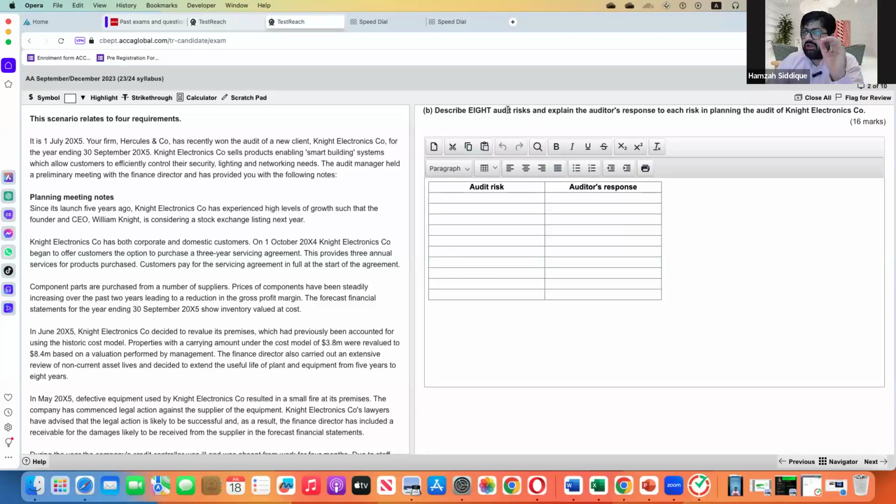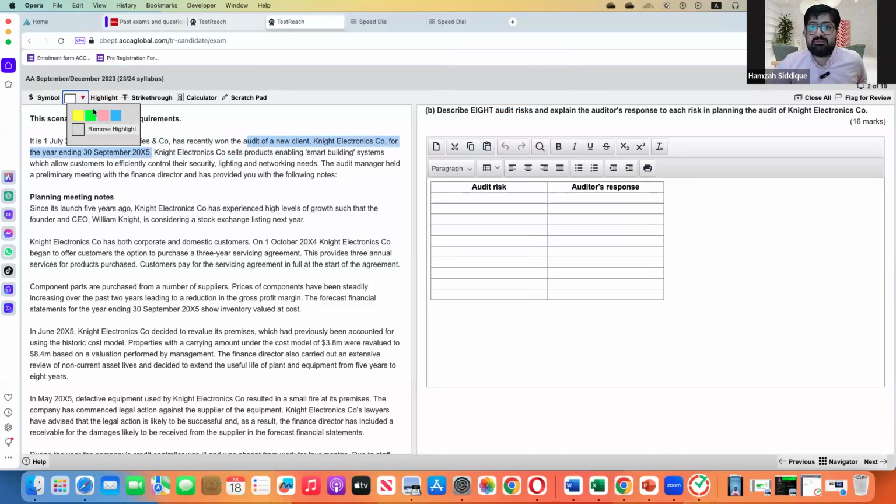When I read audit risk, what should come to my mind? In this scenario, audit risk may be an accounting issue, a generic statement, maybe analytical procedures. 3 things. It must be in my mind. And my mind must be doing processing in a certain way. So it is 1st July 20x5, your firm Hercules and Company has recently won an audit of a new client. The first point, new generic statement, new audit client is highlighted.